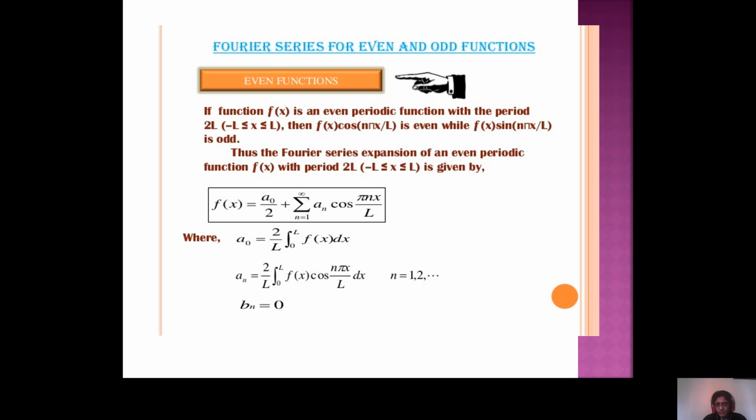So the complete trigonometric Fourier series equation we already know: f of x is equal to a naught plus summation of an cos n pi x by L plus bn sin n pi x by L. So here we take f of x with the period of 2L. So we consider f of x equal to a naught by 2 plus summation of n equal to 1 to infinity an cos n pi x by L, where a naught is equal to 2 by L integration 0 to L f of x dx, where an is equal to 2 by L integration 0 to L f of x cos n pi x by L dx, where n equal to 1 to infinity, and Bn is 0.